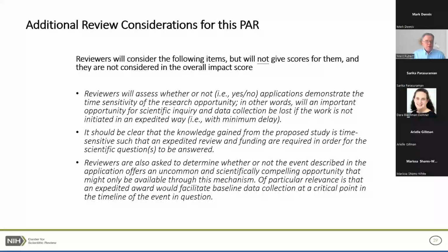These are some additional considerations. As I say, we will not give scores. The reviewers will not be asked for scores, and they will not be considered in the overall impact score, but reviewers will be asked, it appears in a binary fashion, did you demonstrate the time sensitivity of your research opportunity? And it must be clear that the proposed study is time sensitive. And finally, the reviewers will be asked to determine whether or not the event described in the application offers an uncommon and scientifically compelling opportunity that might be only available through this mechanism. So again, those appear to be a series of questions we will answer and then give to program. Next slide.